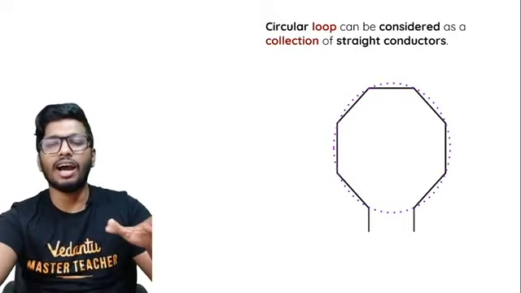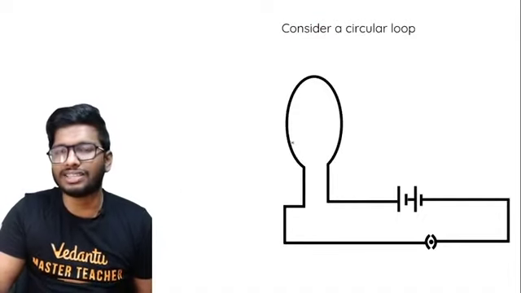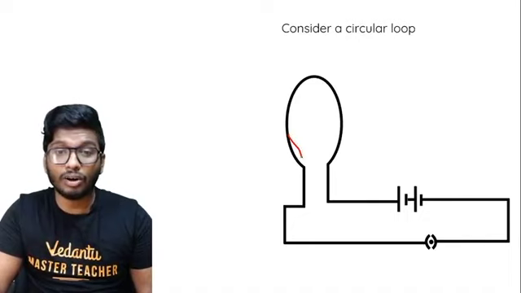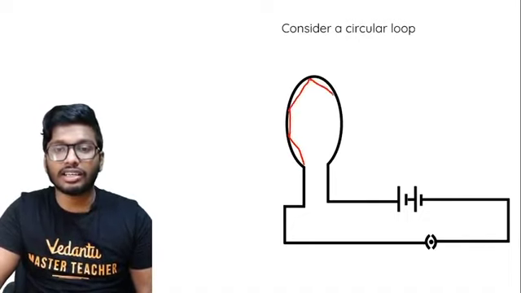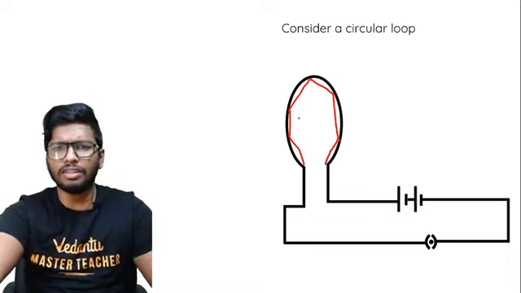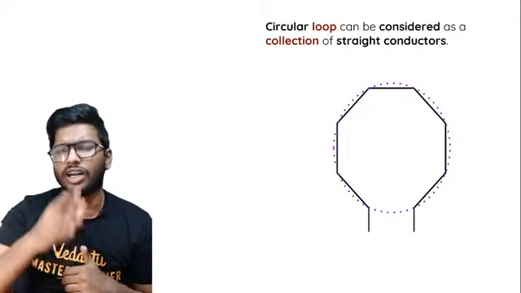What I can do is imagine the circular loop to be basically like a straight line conductor being joined at a certain point. So I can imagine that there are so many straight line conductors like this. Instead of a circular loop, I can imagine it like this. Very simple. I can just connect it with many small straight line wires.